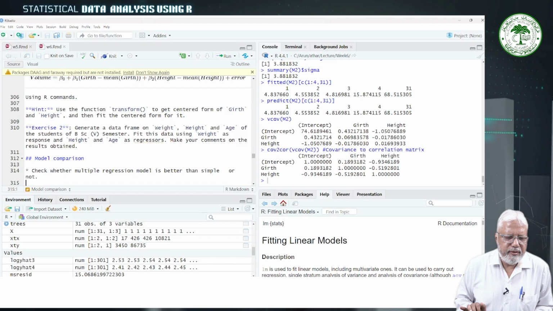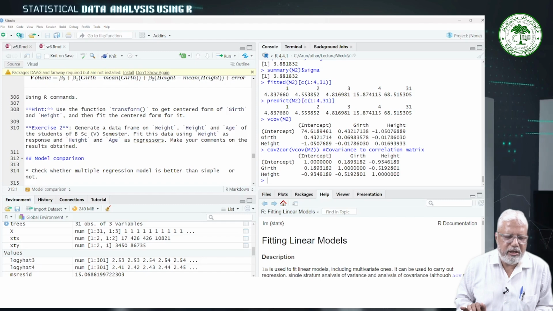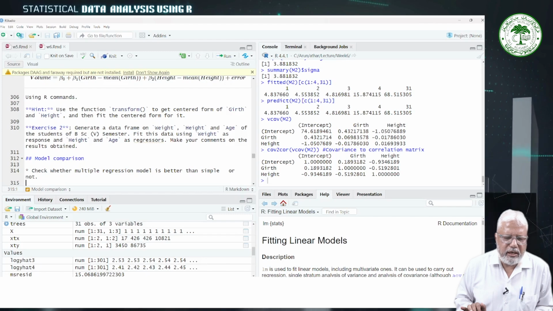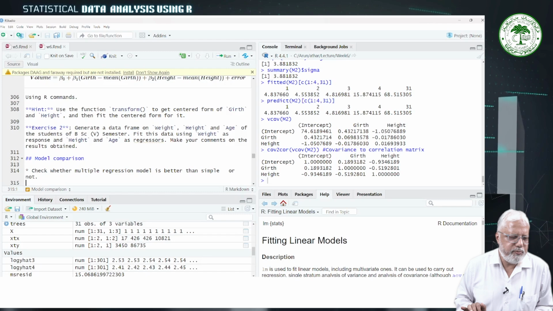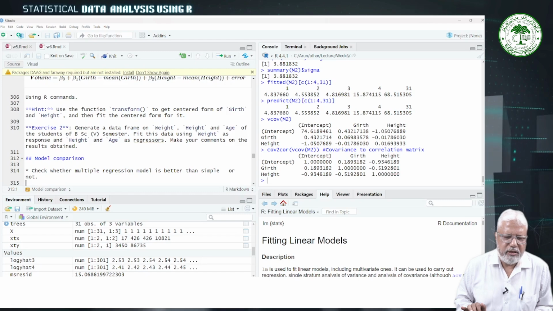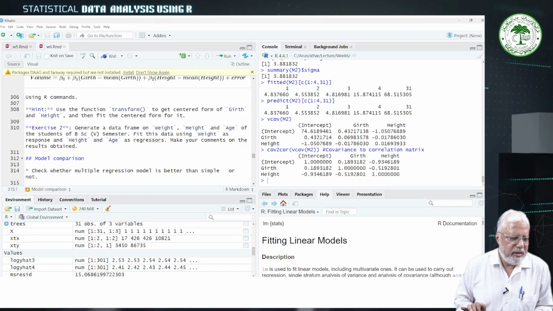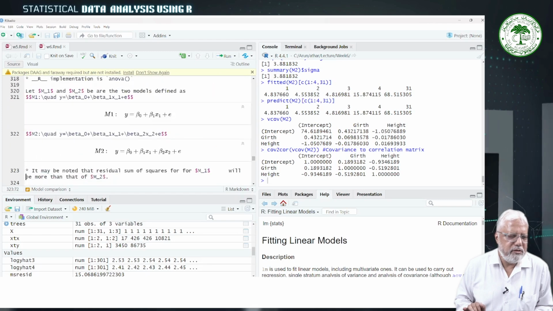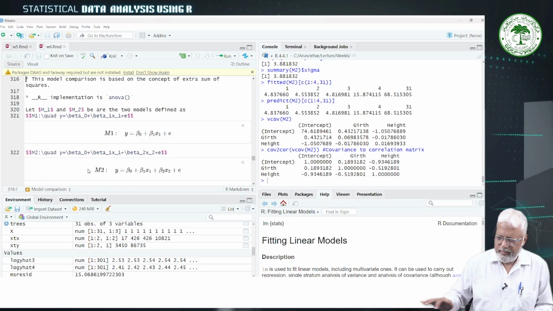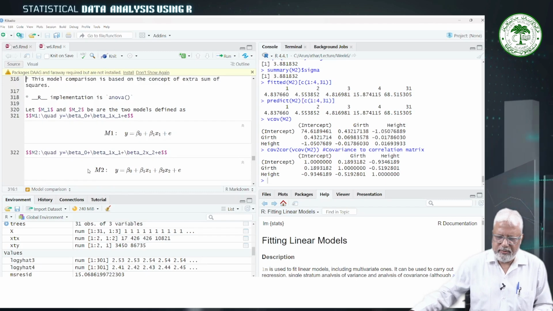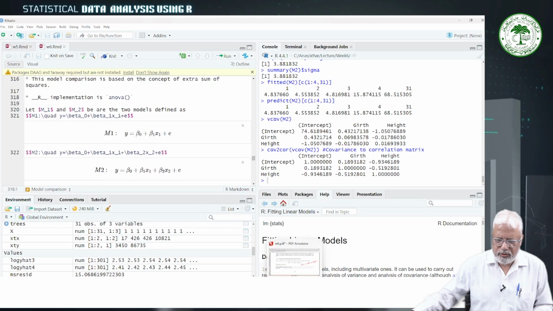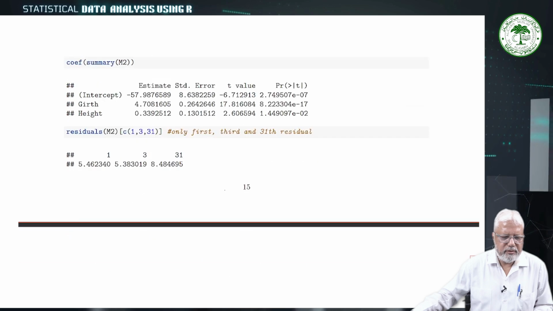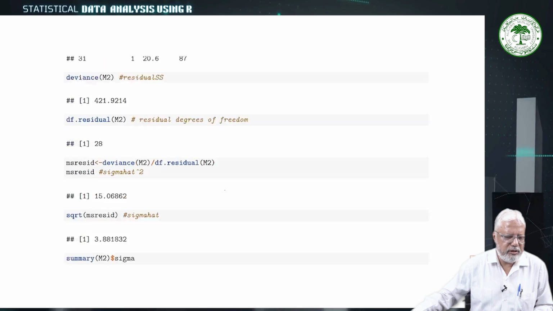Exercise 2: generate a data frame on weight, height and age of the students of BSc 5th semester. Fit this data using weight as response and height and age as regressors. Make your comment on the fitted data. Then model comparison: check whether the multiple regression model is better than the simple linear regression model. So I will go into it. We have already talked about these things.